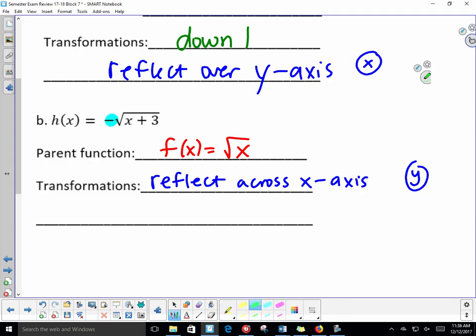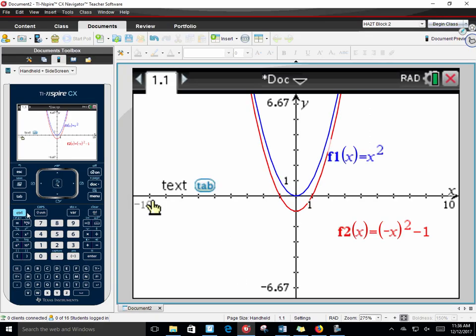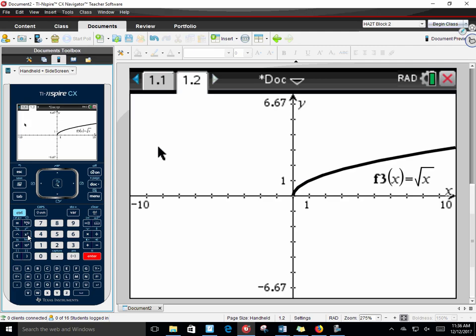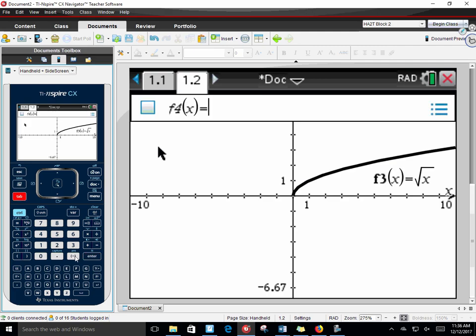What's happening on the inside here? To the left 3. Perfect. Left 3. Again, if you want to verify that for transformations, graphing is a good option to help you out. I would graph both the parent function here, so I would graph square root of x, and I would also, on the same page, graph negative square root of x plus 3.